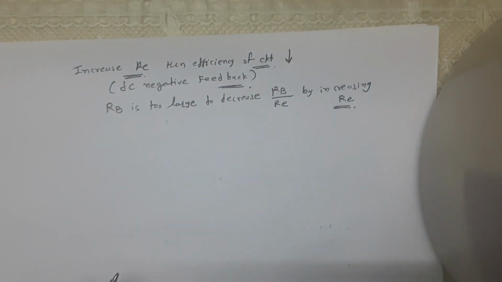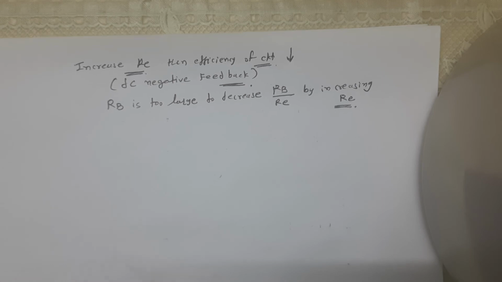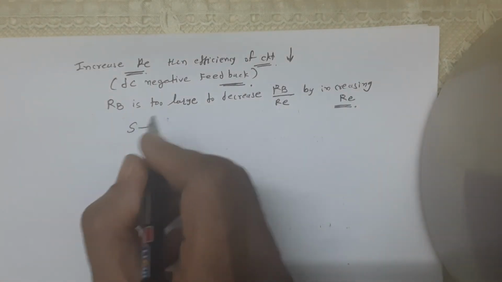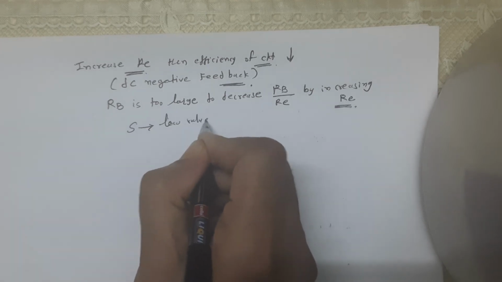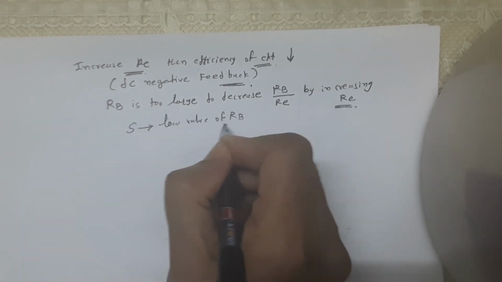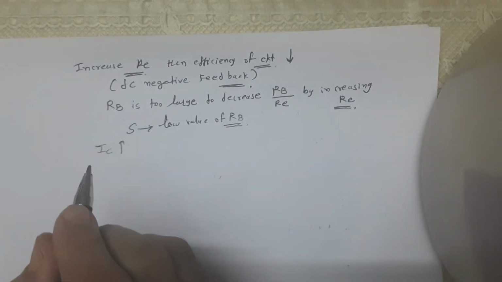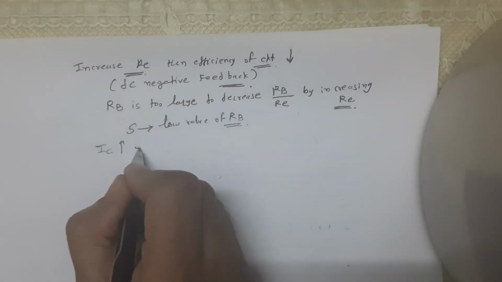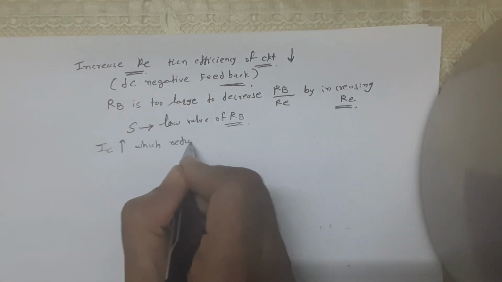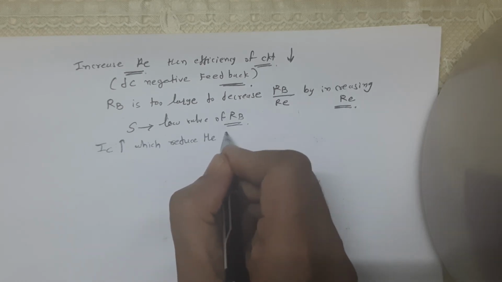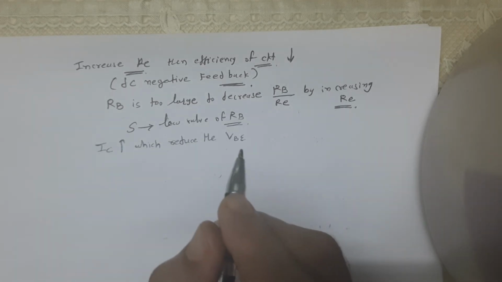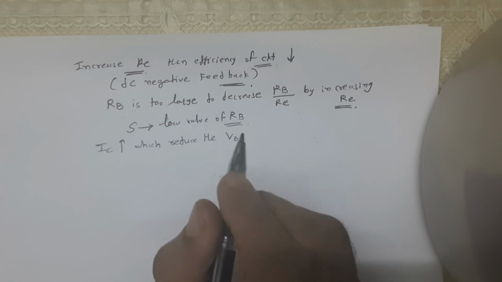This discussion shows that the reduction of stability factor S depends on the low value of RB. So when IC increases, it reduces VB, which reduces the value of VBE. So the DC input resistance increases, which is in series with RB.